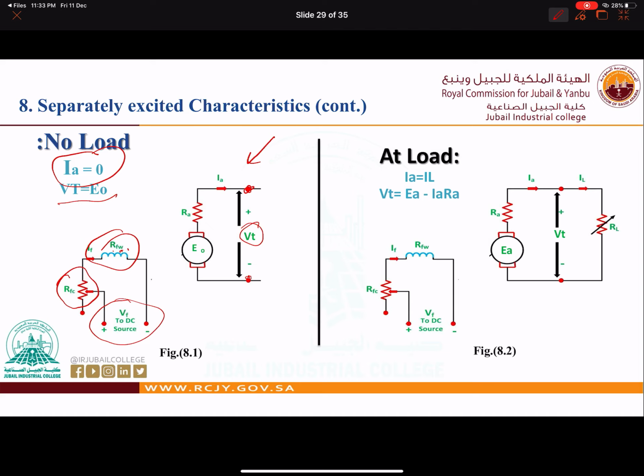Now at load, that means that IA is equal to I load, right? And if you have a variable load, we will have formulas, which means that VT is equal to EA minus the drop, which is IA multiplied by RA. If we have a winding coil, then we will have resistance, and if we have current, we multiply them together. This is the voltage drop, by KVL, Kirchhoff voltage law.